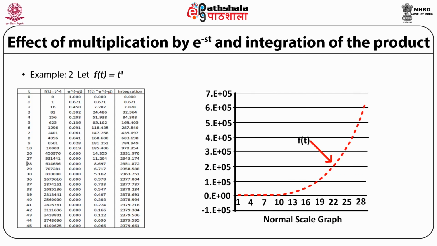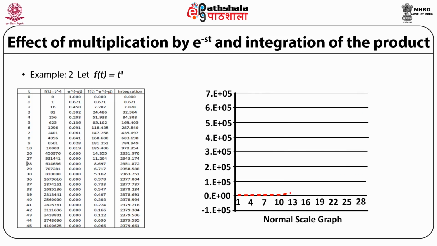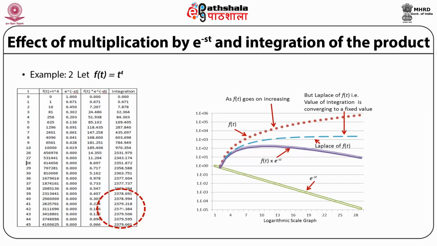When you do the same steps as I told you before, you get time t, you open an Excel sheet, make the time t scale, then the t power 4 function, then e power minus st, then f of t into e power minus st, and then you integrate the product. Now we are going to the next slide to understand it more. We are going to see graphically and numerically how it is very different. As you can see, after time t equal to 39, the value starts converging to the value 2379 point something.